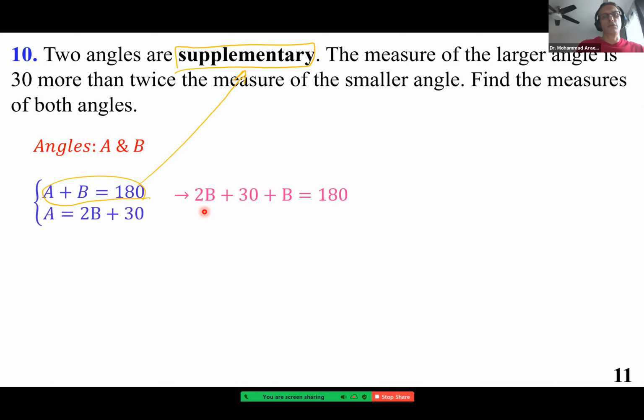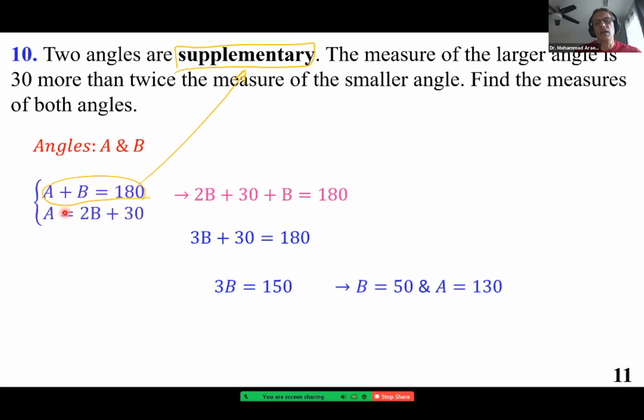2b and b gives us 3b. Subtract the 30 from 180 gives us 150. And divide by 3, b becomes 50. If b is 50, then the other one must be 180 minus that, or 130. And you want to check, making sure that it works here. If you multiply it by 2, 100, add 30, it's 130, or if you add them up, you get 180. In other words, check and recheck with both equations to be on the safe side.